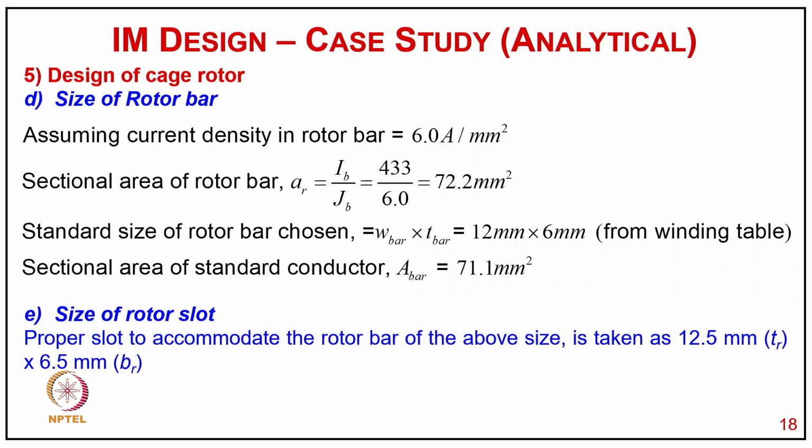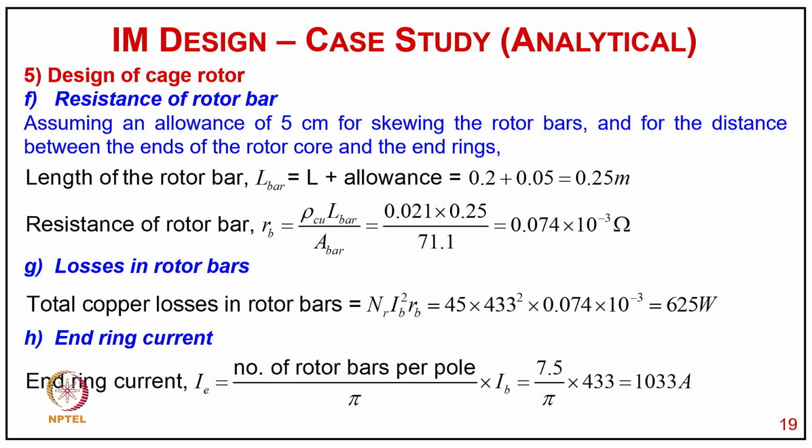So the section area of the typically standard conductor comes from this, AR equal to 71.1, if we consider those dimensions. Now coming to the size of the rotor slot, the upper slot to accommodate the rotor bar is taken as 12.5 millimeter TR and 6.5 millimeter BR.